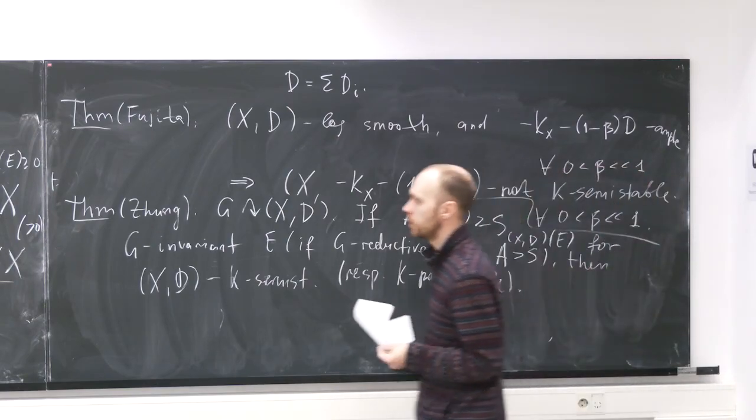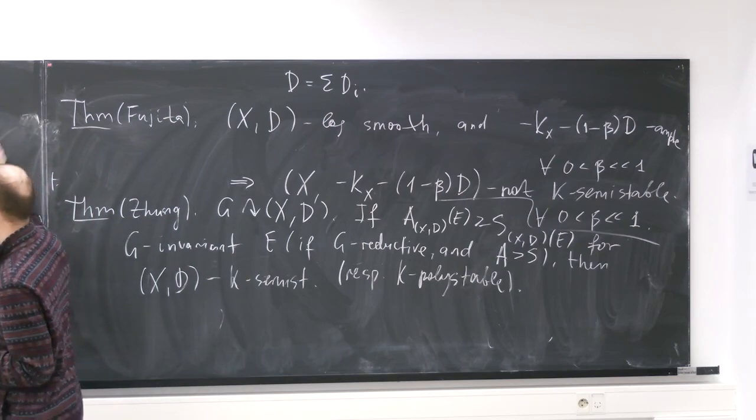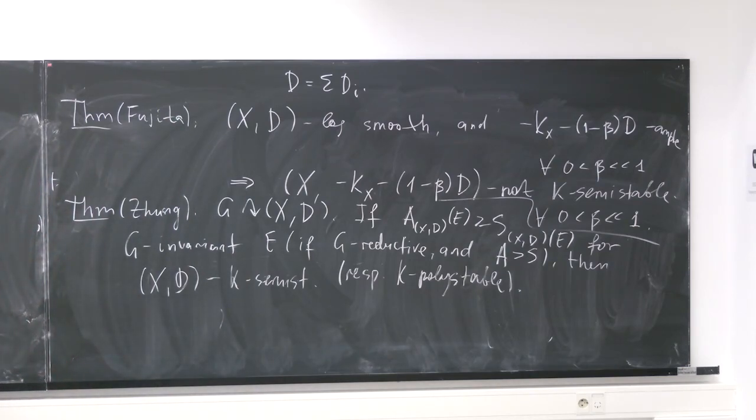The second tool to check K stability is the following result. When you say that a divisor is G invariant, if this is a divisor over X, this means that we have a morphism which is G equivariant, and so the model is defined. Yeah, sure. Yes, yeah, of course.